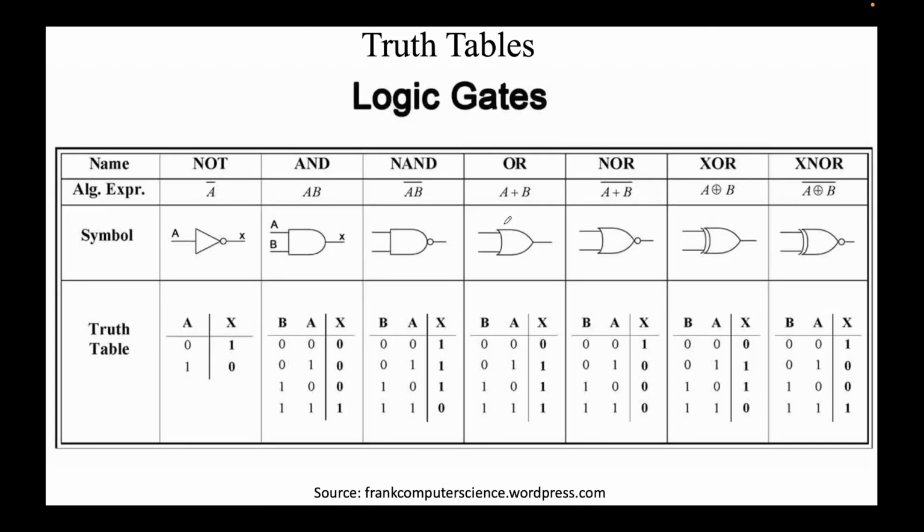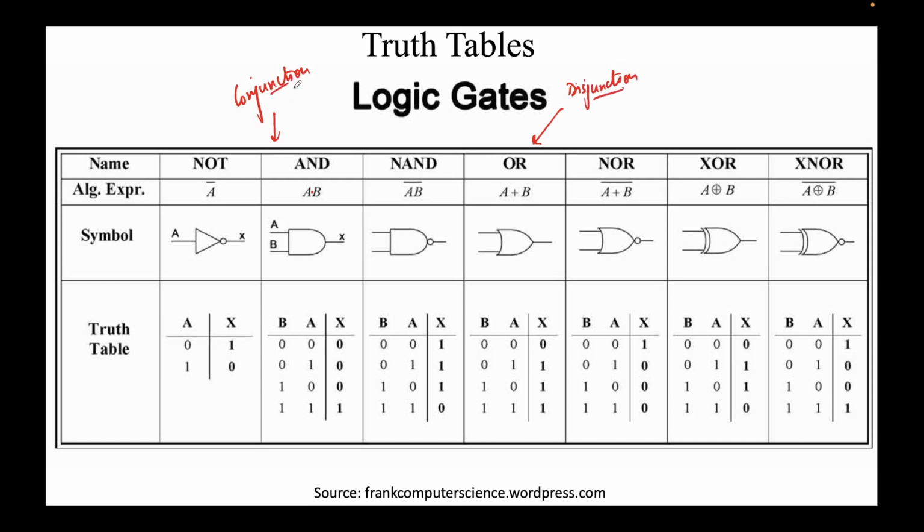Since this question is based on logic gates, let's have a quick overview of the logic gates first. In the top row of the table, you can see the names of these logic gates like NOT, NAND, OR, and so on. Just below that is the algebraic expression. Note this bar denotes negation. Then this dot is what is called conjunction. On the other hand, this plus symbol is known as disjunction.